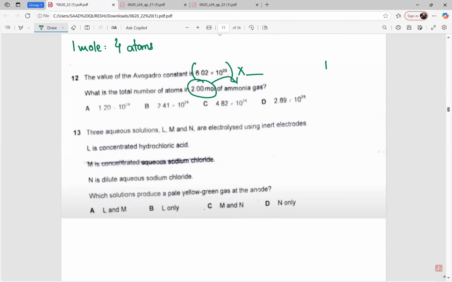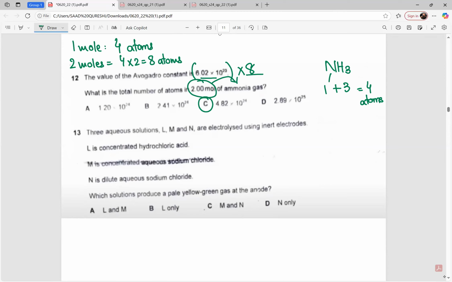How? Ammonia is NH3. So there is 1 atom of nitrogen and there are 3 atoms of hydrogen. Total makes it 4 atoms. So in 1 mole of ammonia, there are 4 atoms. So in 2 moles of ammonia, there will be 4 multiplied by 2, 8 atoms. So we'll multiply Avogadro's constant by 8 and we get the value 4.82 times 10 to the power 24.